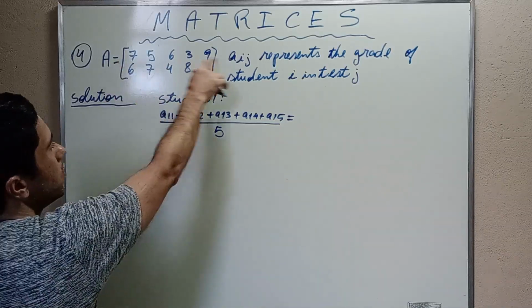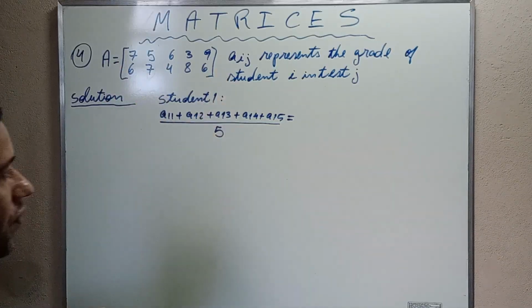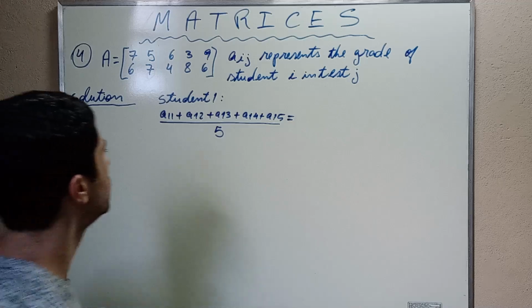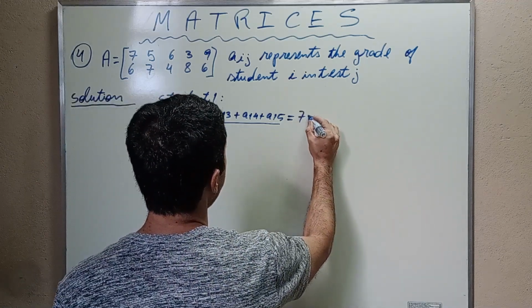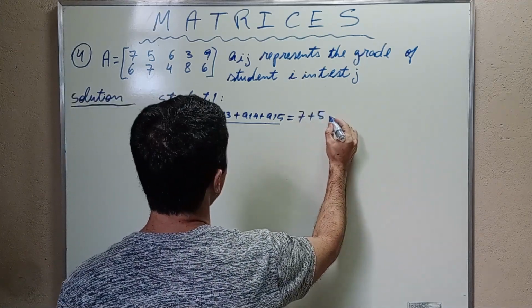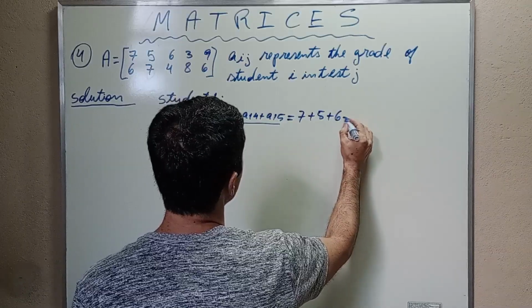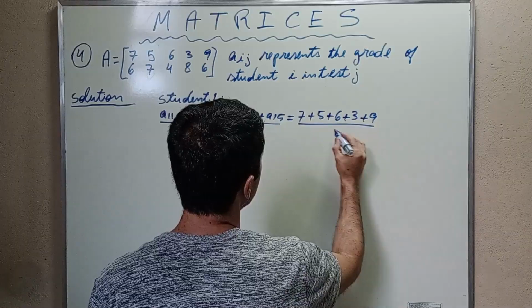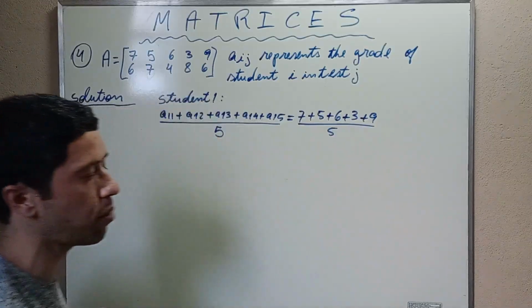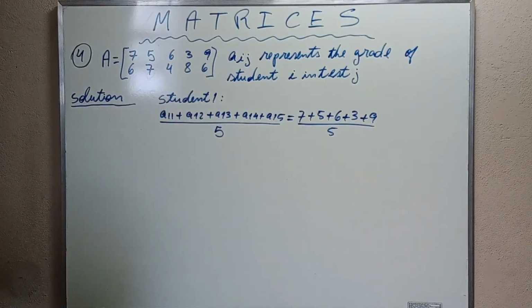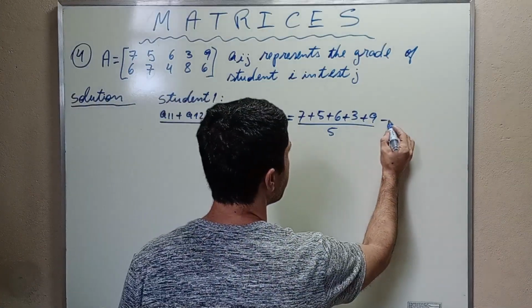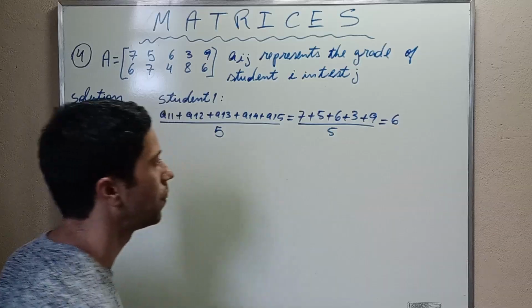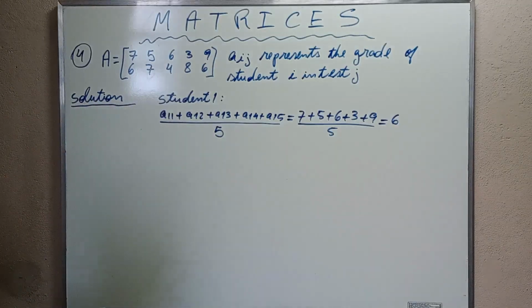We sum the entries of the first row. 7 plus 5 plus 6 plus 3 plus 9 divided by 5. And this average is 6. Similarly, we proceed for student 2.